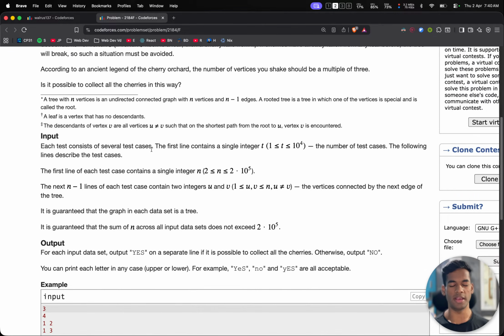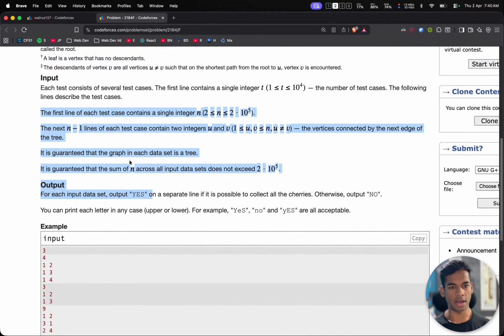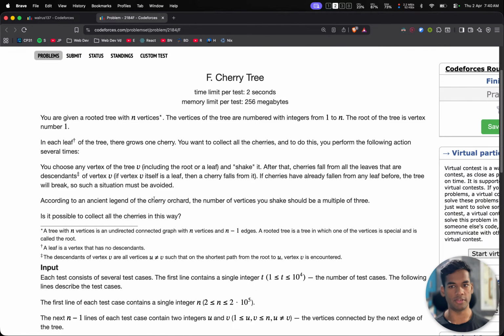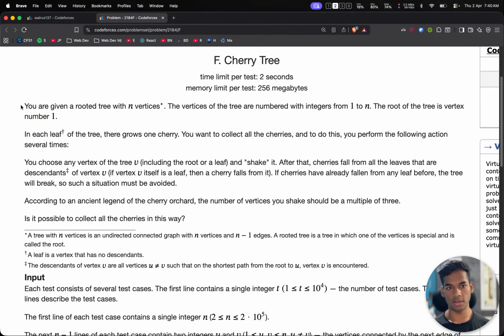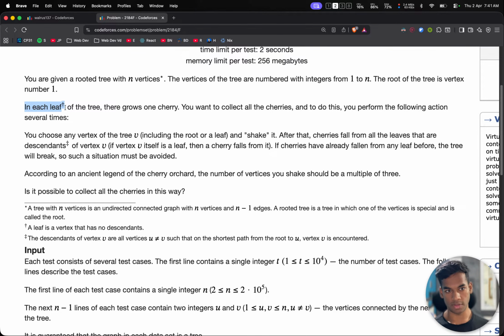Cherry tree. Okay, this one is a pretty cool one. I did read this, but I didn't solve this. Now let's solve this. You are given a rooted tree with n vertices, numbered with integers from 1 to n. The root of the tree is vertex number 1. In each leaf of the tree there grows one cherry. You want to collect all the cherries, and to do this you perform the following action several times.